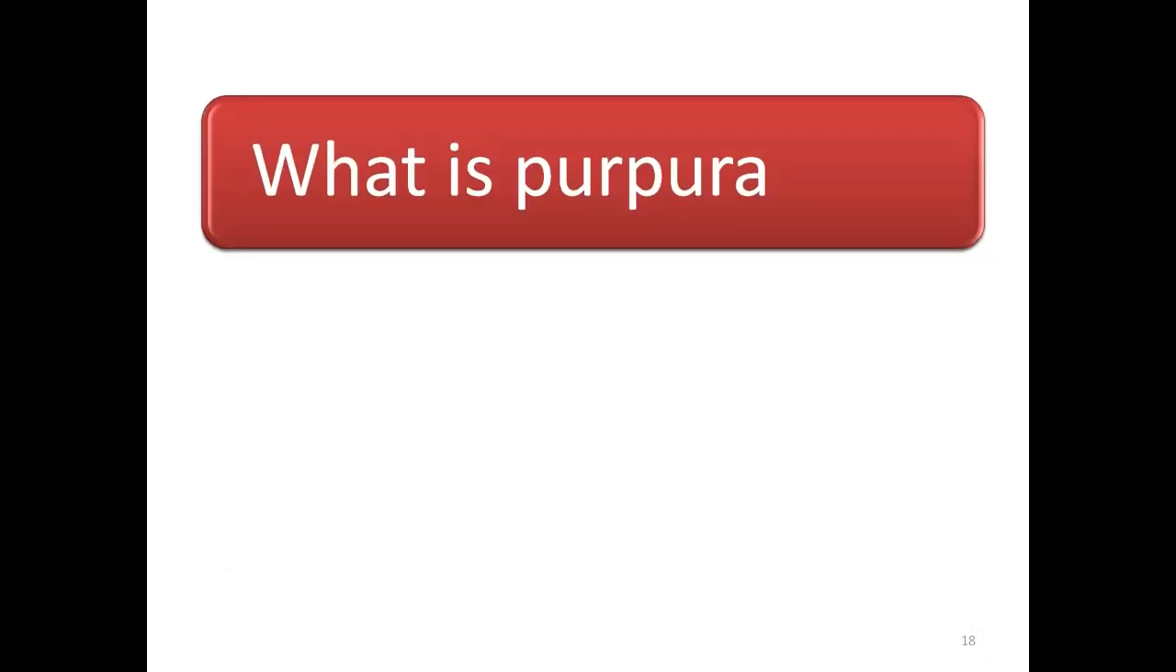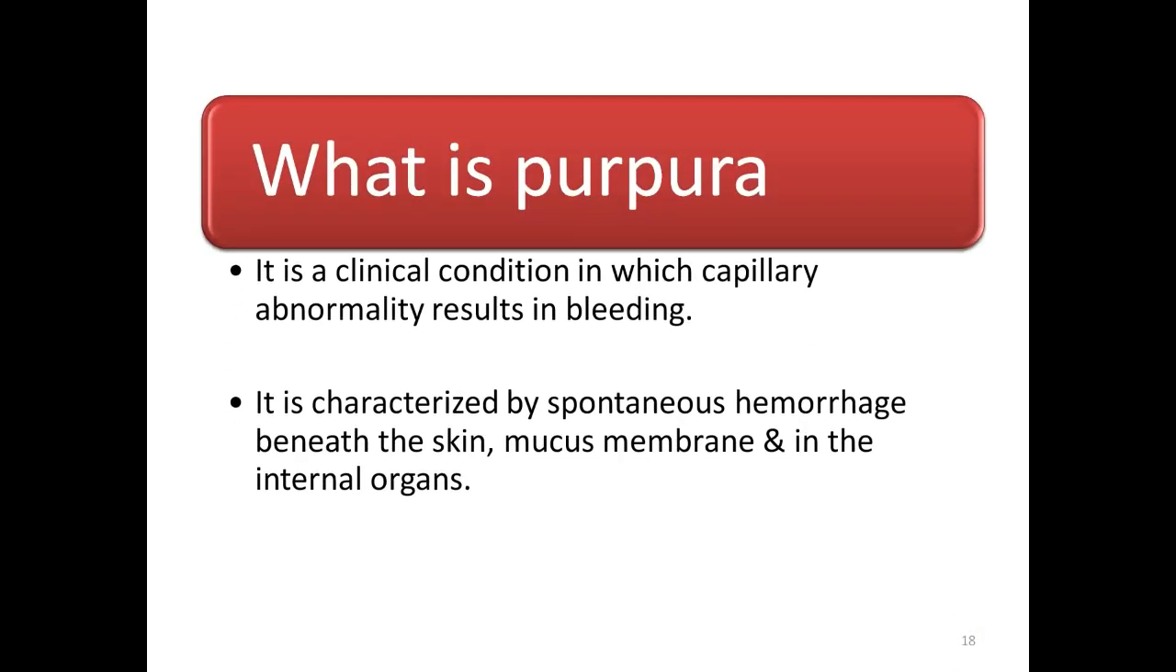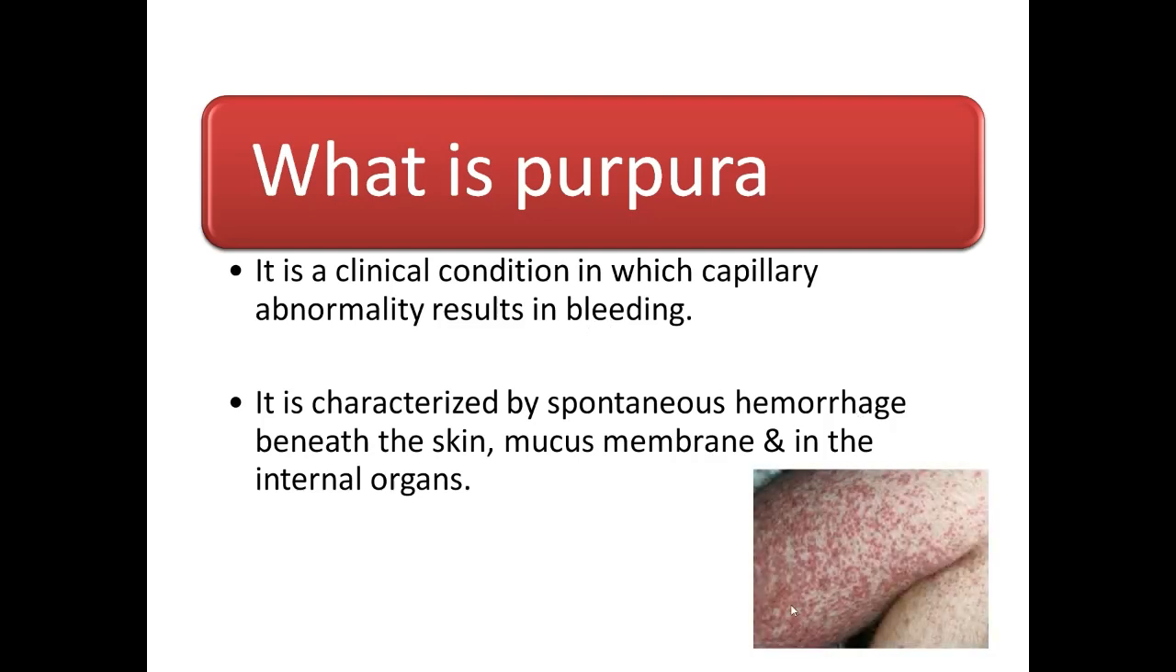Now, one of the clinical conditions is purpura. So what is it? It is a clinical condition where capillary abnormality results in bleeding. So the picture of this is this, right? What happens? There are hemorrhagic spots you can see. This is spontaneous hemorrhage you can get to see beneath the skin or mucous membrane or in an internal organ also. Okay. So this is about purpura.